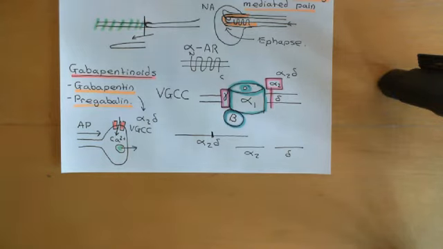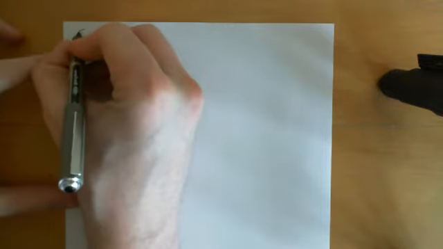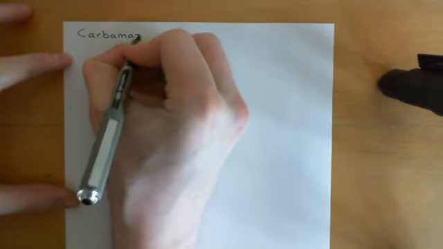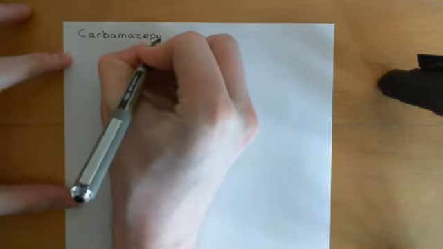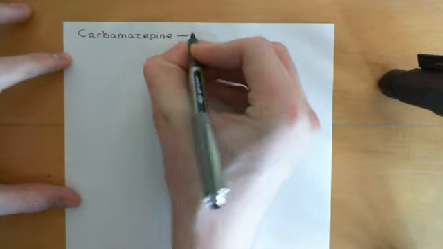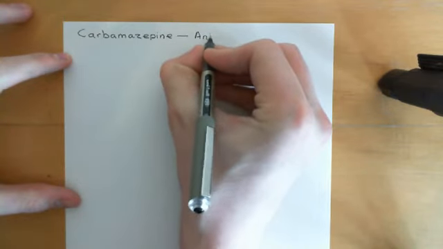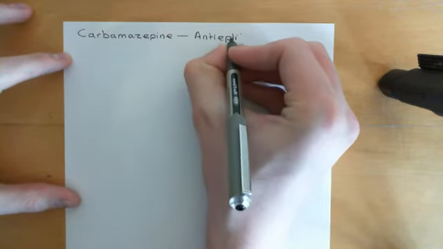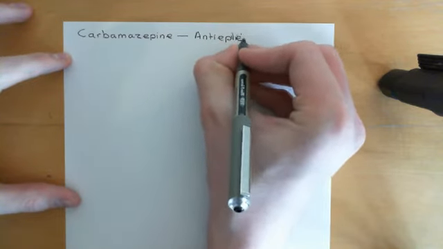Okay, the next drug that I would like to discuss is carbamazepine. Okay, which is the first line of treatment for a form of neuropathic pain known as trigeminal neuralgia. Okay, so carbamazepine. Okay, so firstly, let me tell you that carbamazepine is an anti-epileptic drug. Okay, so this is an anti-epileptic. It's used to stop epileptic seizures. Okay, right. Anti-epileptic.